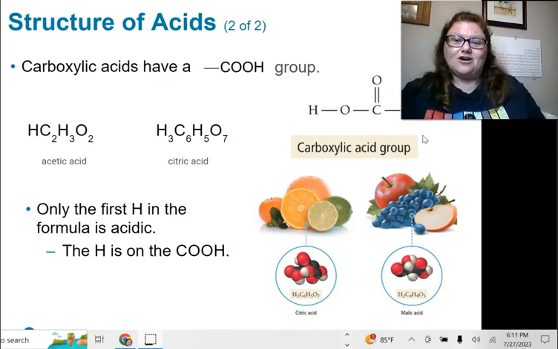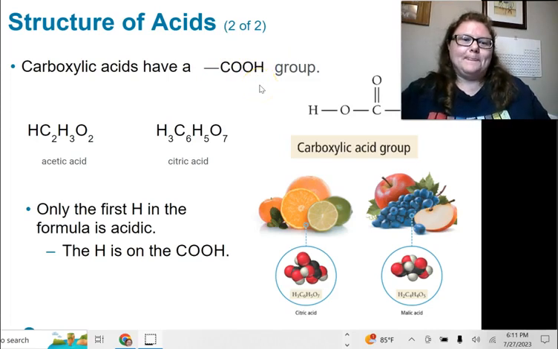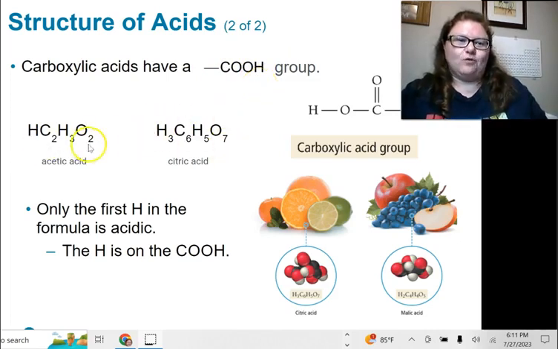So a carboxylic acid is C double bond O OH, and biologists tend to write it this way that you see here with the O's right next to each other. Chemists will place it in their formulas like this. So you could see it either way. You should be able to recognize it either way. And this key point here is something to point out. Only the first H in the formula is acidic. The H that's on the C double bond O.